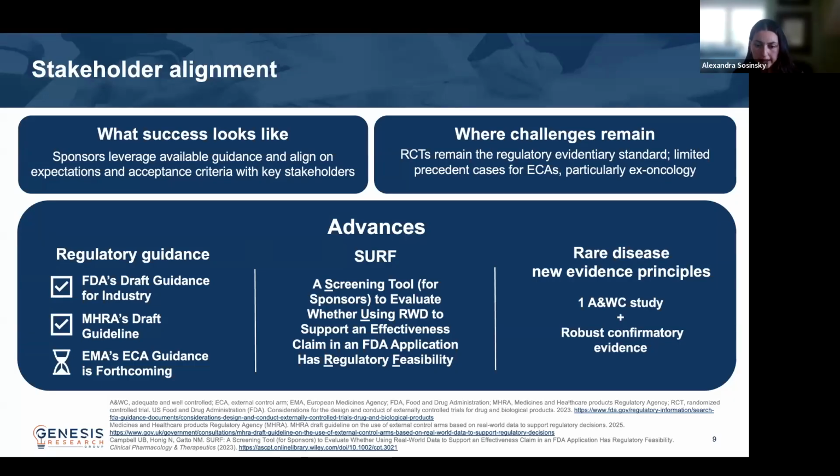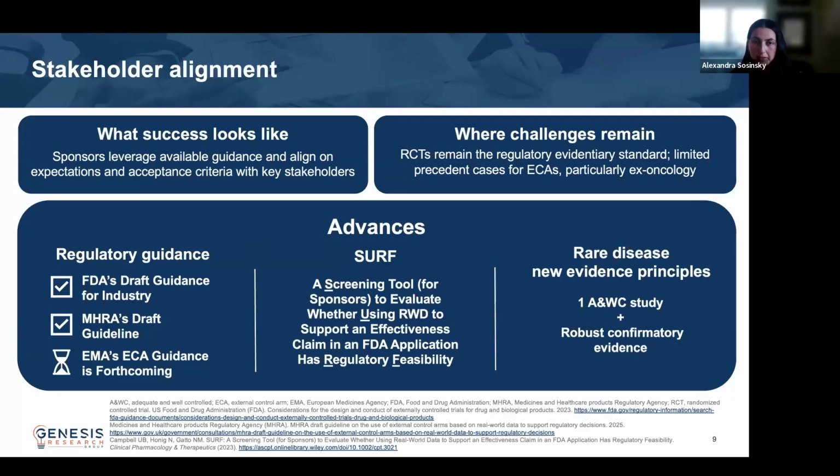Outside of formal regulatory guidance, there are a number of helpful tools such as SURF, a screening tool published by Dr. Olka Campbell and colleagues in 2023. SURF is a structured way for sponsors to assess whether real-world data might support an effectiveness claim in an FDA application. Criteria to assess for regulatory feasibility include things such as whether there is unmet need and if the natural history of the indication is well established. This tool helps bridge the gap between regulatory guidance and practical needs of sponsors.